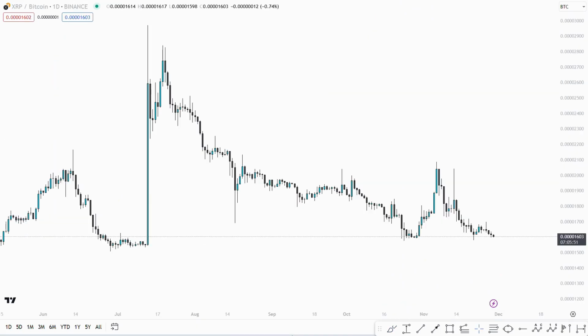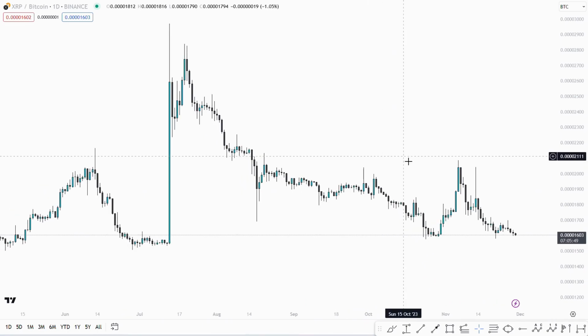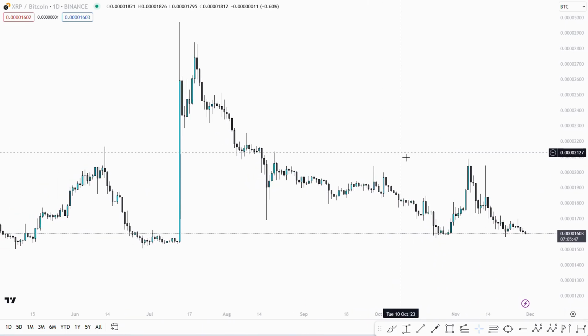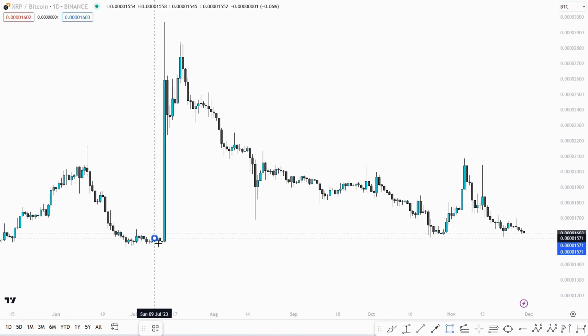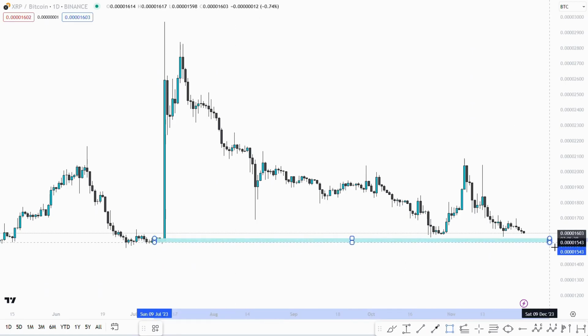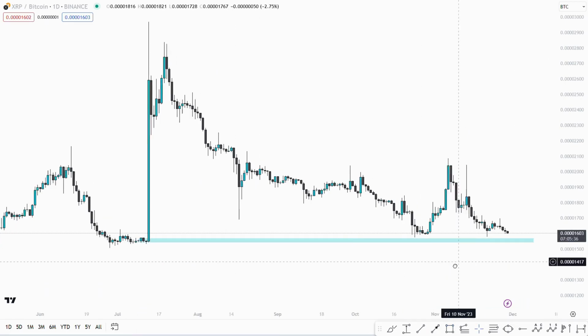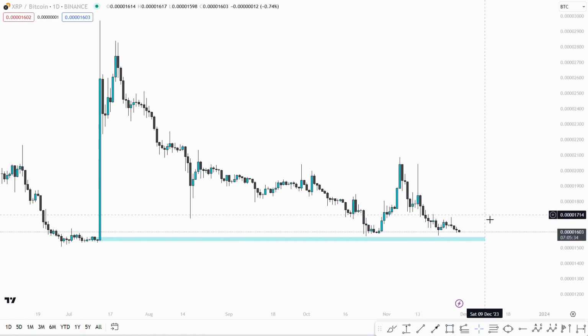So taking a look at XRP against Bitcoin here, we can notice a couple of things now in the chart starting to align with the USD chart. With XRP against Bitcoin, we are looking for, as always, the fill of the big bullish candle to the upside, which hasn't quite happened for XRP here against Bitcoin.